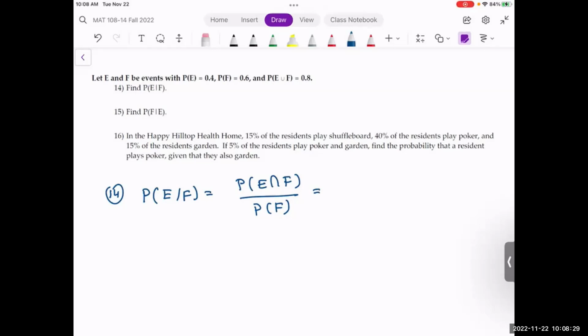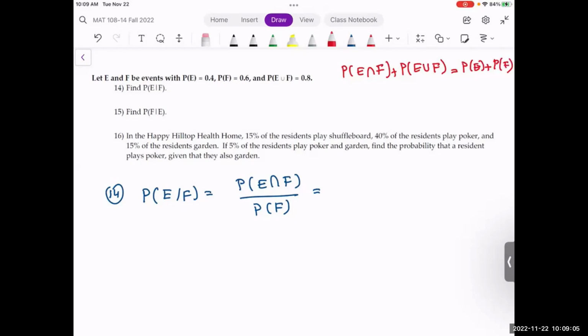So what I'm going to do, I'm going to go to my Venn diagram. No, actually it doesn't have much Venn diagram. So what I'm going to do, I'm going to use the probability of E and F plus probability of E or F. This is going to be the probability of E plus probability of F. Are we okay?